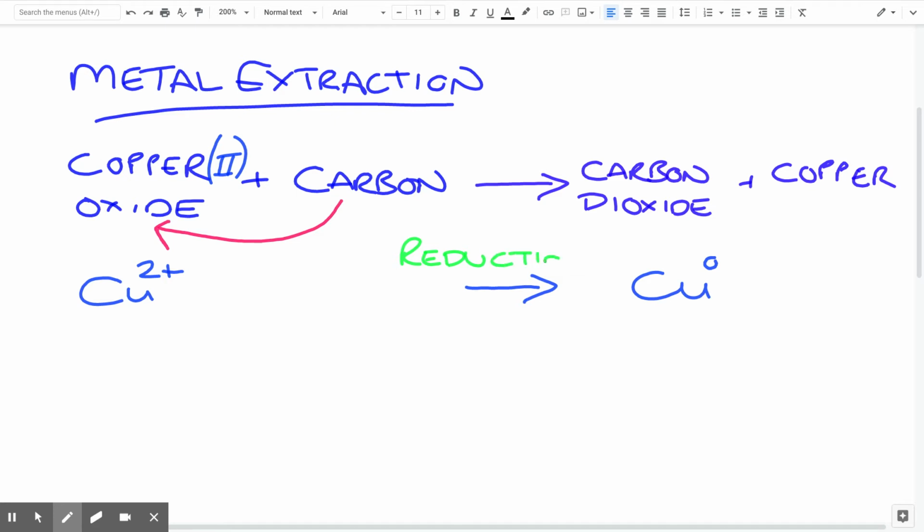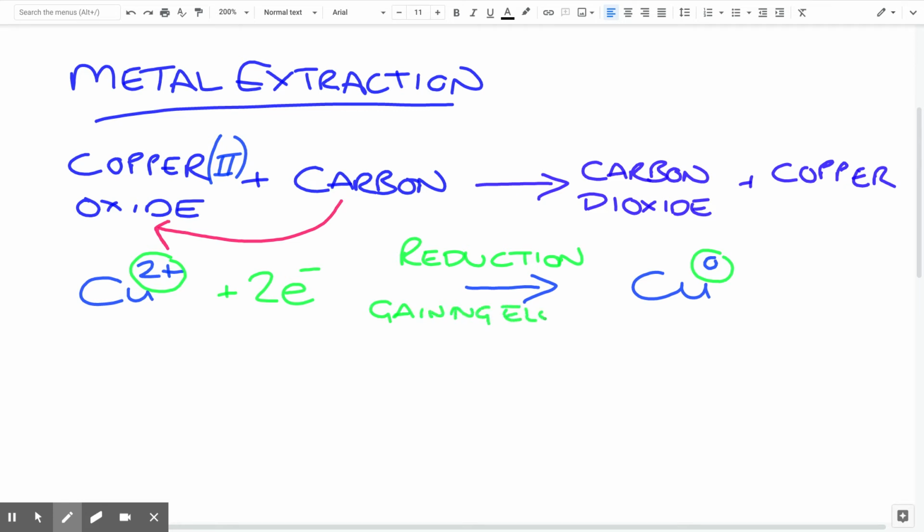This is undergoing reduction, and reduction is known as the gain of electrons. So reduction is the gain of electrons. The reduction relates to the charge. We're going from, as we just said, a 2+ charge to a neutral 0 charge. So we are reducing the charge by the gaining of electrons.